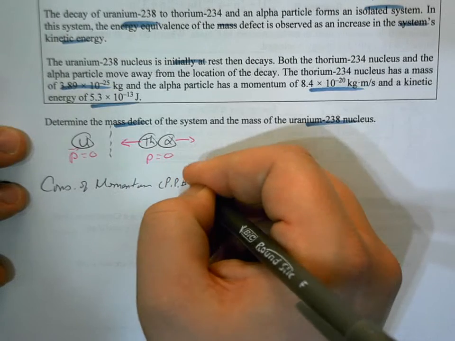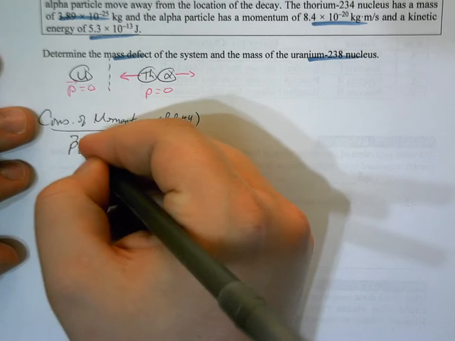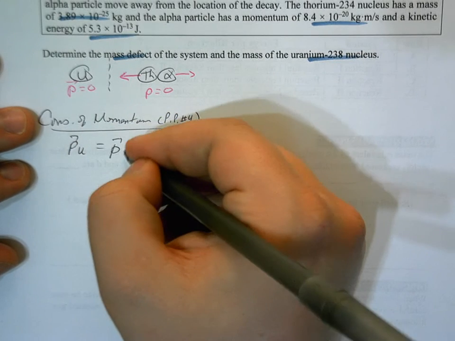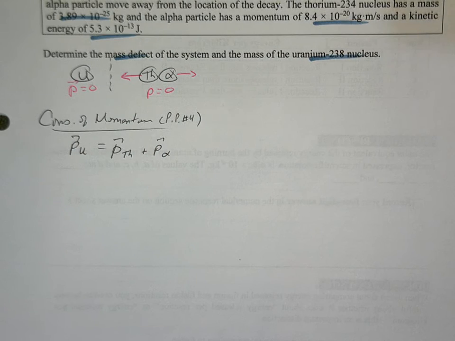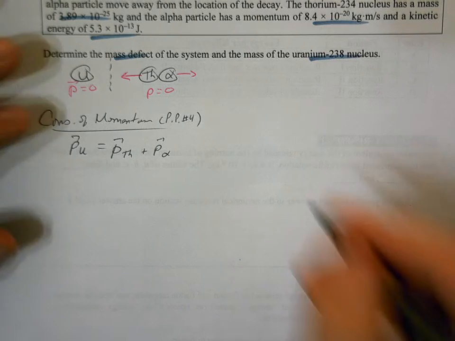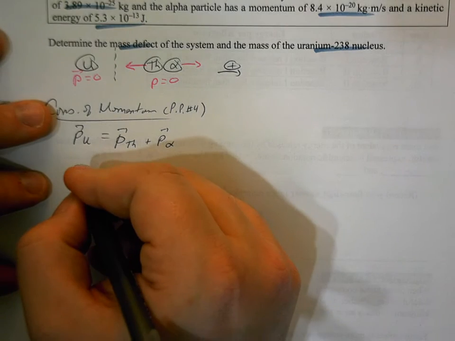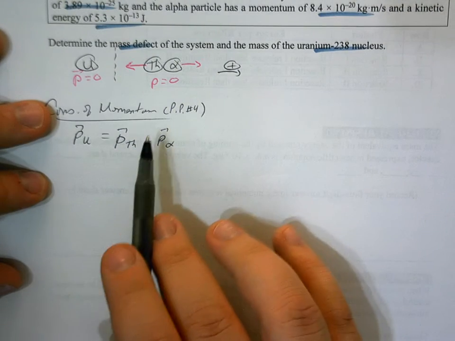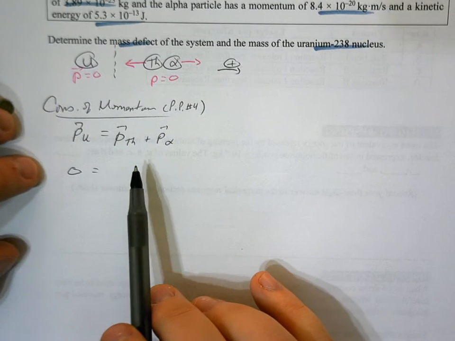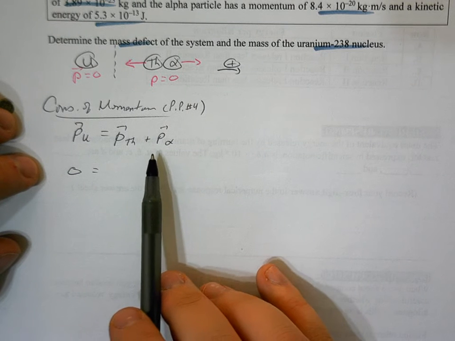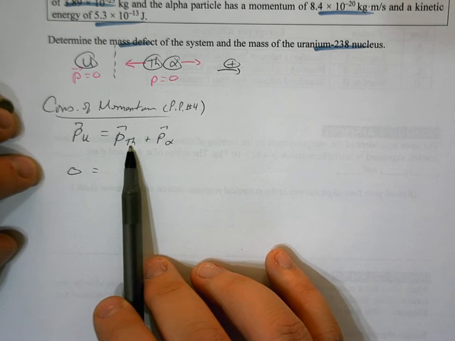or physics principle number 4, we know the following. We know that the momentum of our uranium nucleus is going to be equal to the momentum of the thorium nucleus plus the momentum of the alpha particle. So for our purposes, let's call right to be positive. Now, we know that we have 0 momentum here, and we are given a lot of information about the alpha particle. We know its momentum, we know its energy. We don't know much about thorium, however.